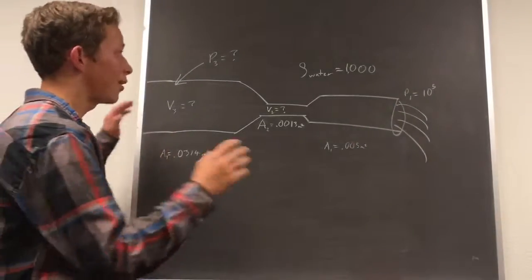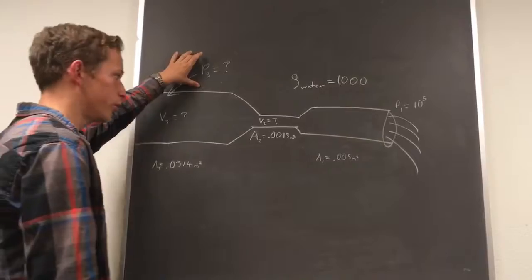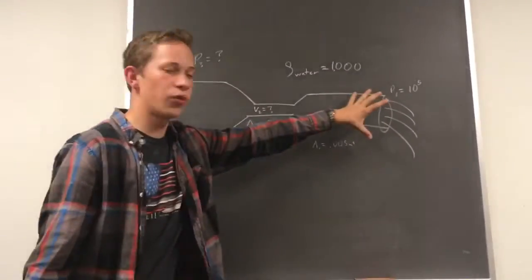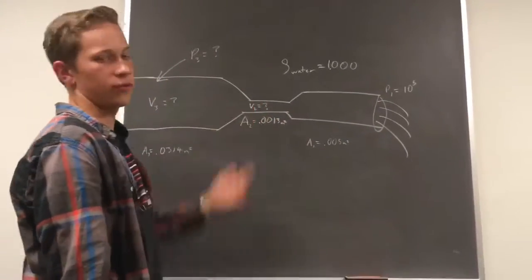Okay, so now we're down to our last physics problem. What we're trying to find is pressure 3. But what we have to do first is find the velocity in this small pipe and the pressure in this small pipe. So we're going to have to work from this side over. So let's start by finding the velocity right here, because we can't find the pressure without the velocity.